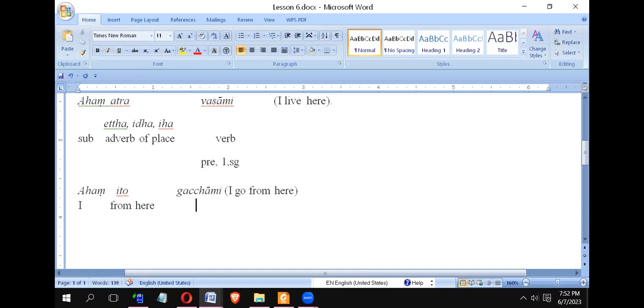Okay. Go. I go from here. So this also is not imperative. So now it means between the present tense and imperative. This is also present tense, first person singular. And this is the subject here, right? So this is the subject here. Iha is an adverb of place, from this place. Okay. So any question up to here?